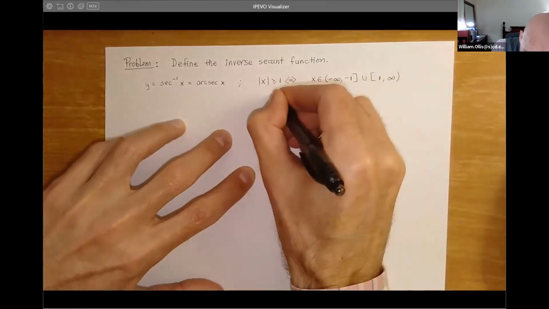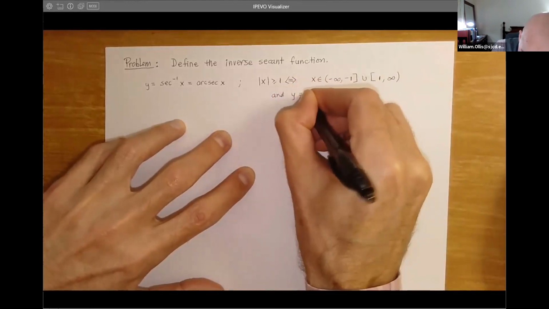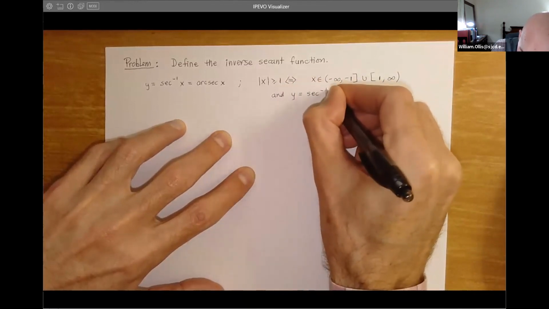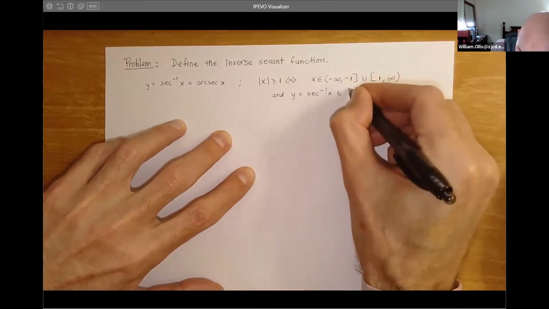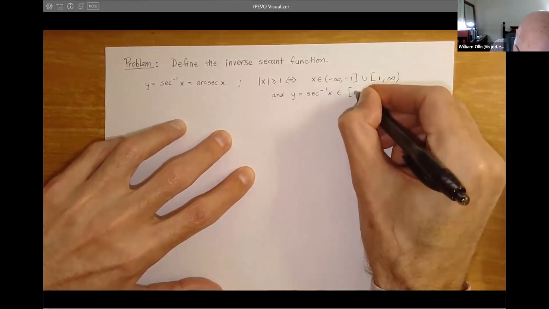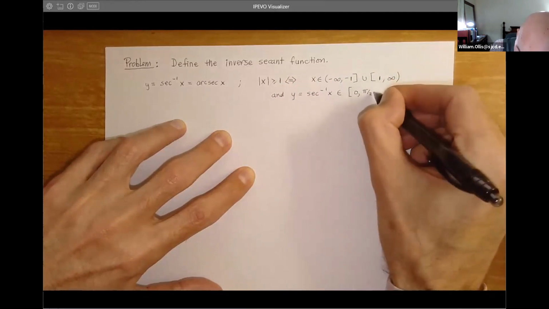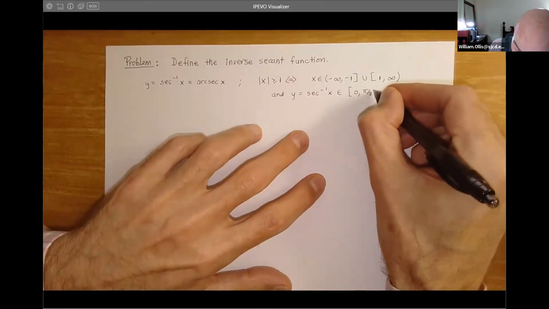And similarly, for the y, or the inverse secant, there would be a range, so to speak. And this looked like this. That is, we would run from zero to pi, but we would exclude pi over two due to the vertical asymptote in the secant function.